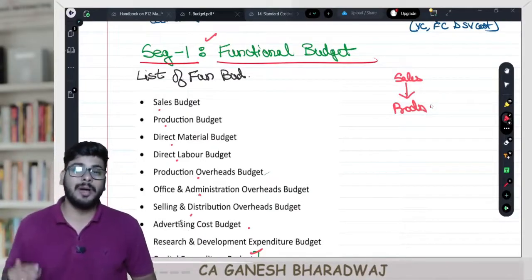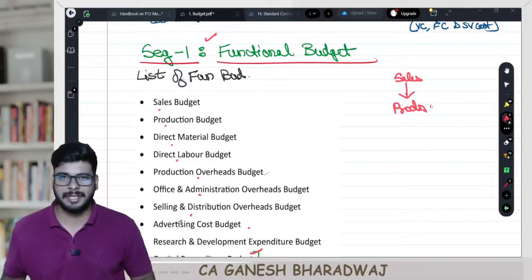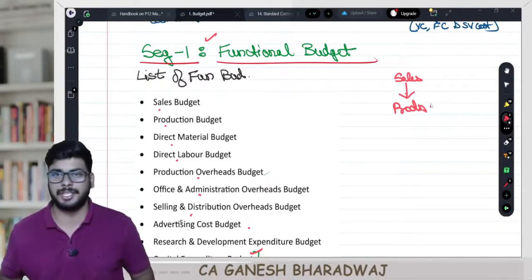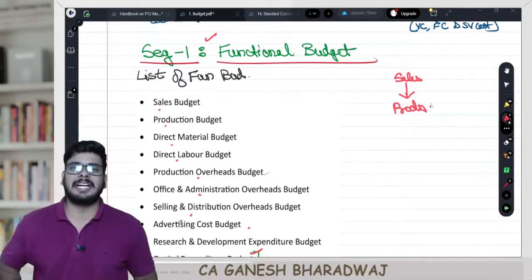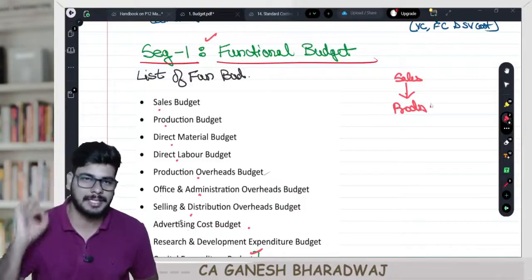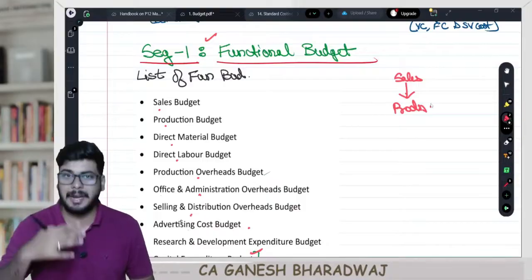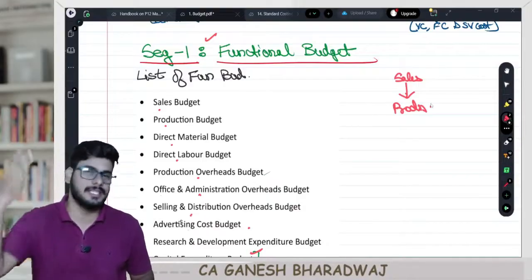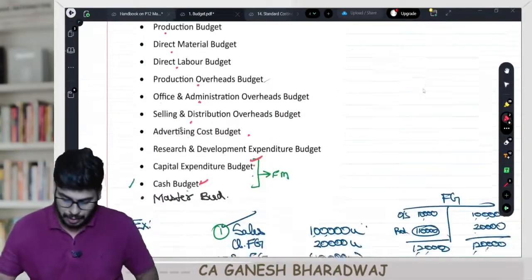Now, sir, why is it like this? Always remember, in an organization, the planning activity starts from the sales activity. The planning function starts from the sales activity. Now, let me give you an example.